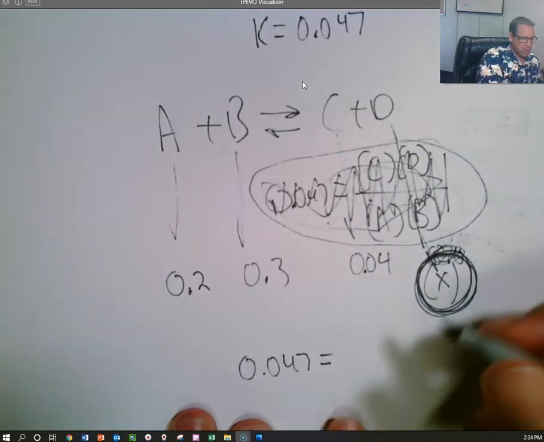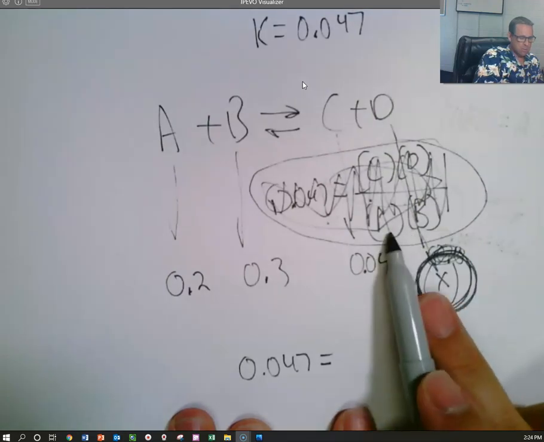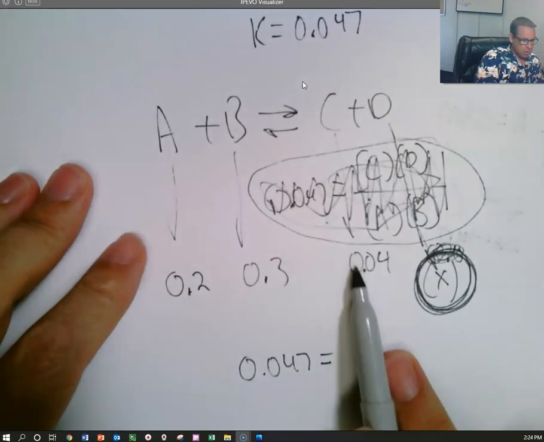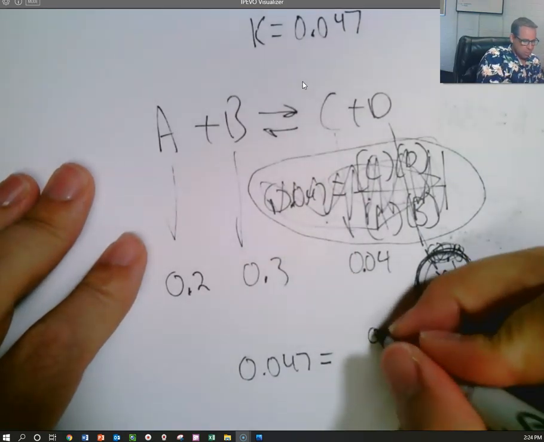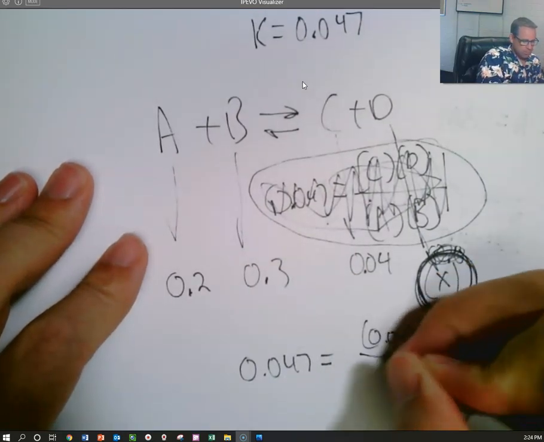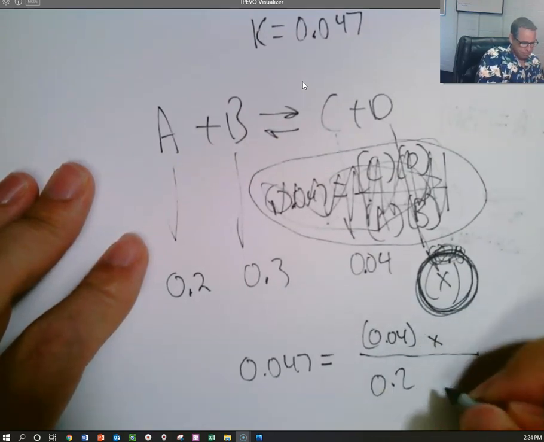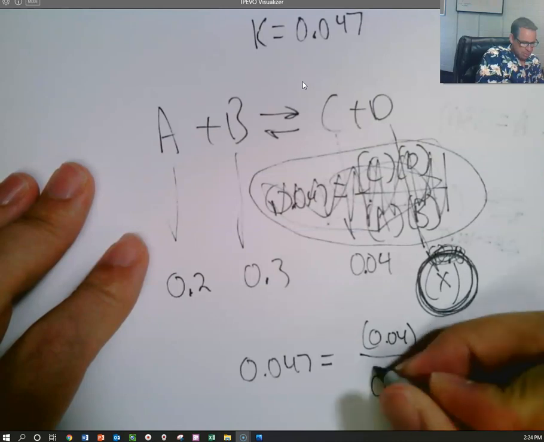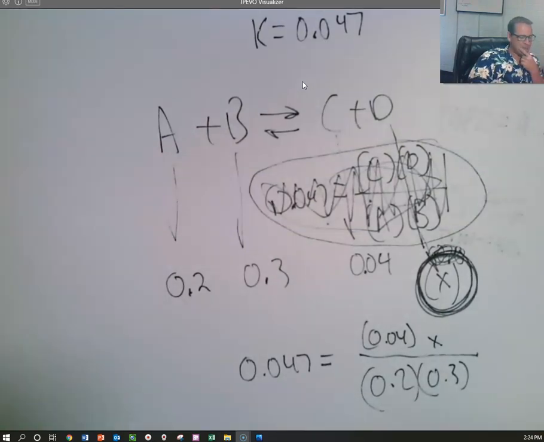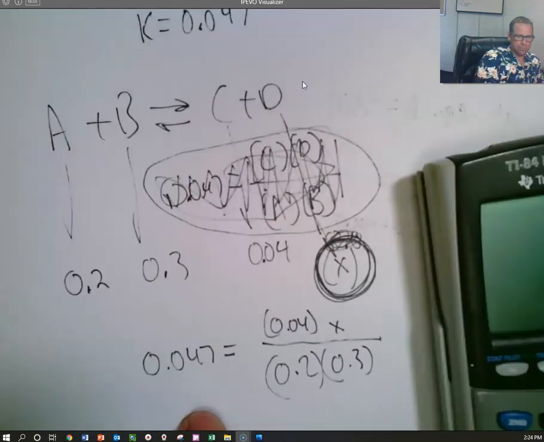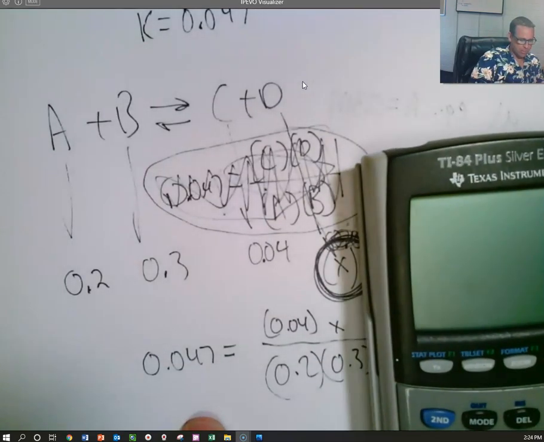0.047 equals the concentration of C times the concentration of D over the concentration of A times the concentration of B, right? So I can use the concentration of C here, 0.04. I can just put them all in, right? Does that make sense, Camille? Yes. So why don't we get a calculator and see what this value is? I'm doing it. Okay.